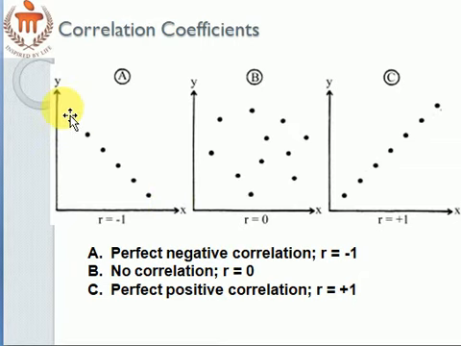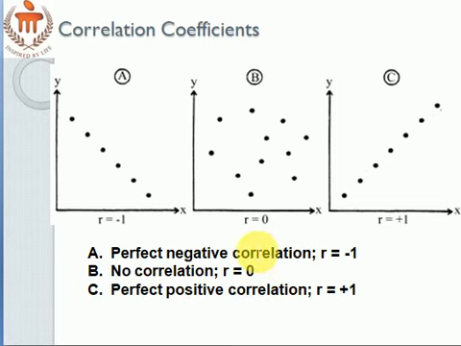If we consider case B, here I cannot interpret anything. From the first point to the second point the value of y is increasing, then decreasing, then again decreasing, then increasing, then decreasing, then increasing, increasing. So you cannot conclude anything from that in this case. Here the correlation coefficient value is 0. That means there is no correlation between x and y, right?